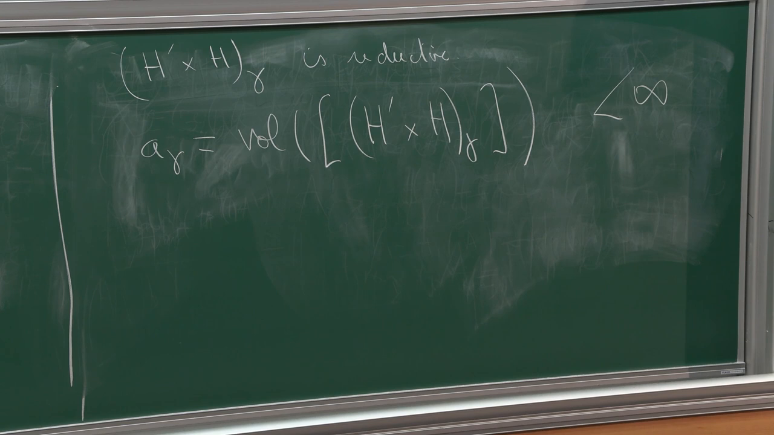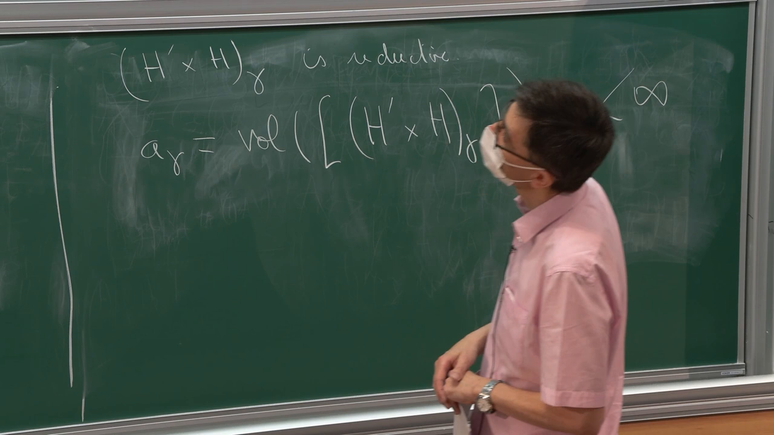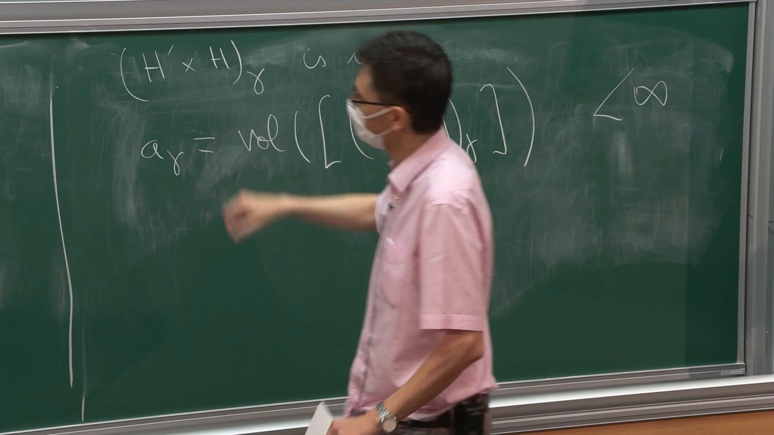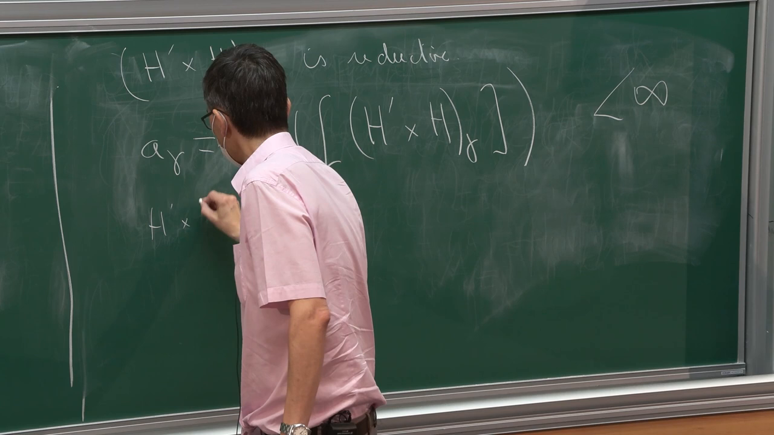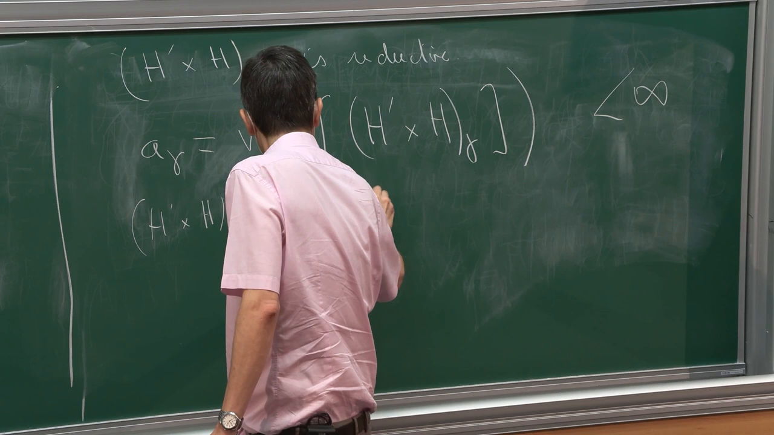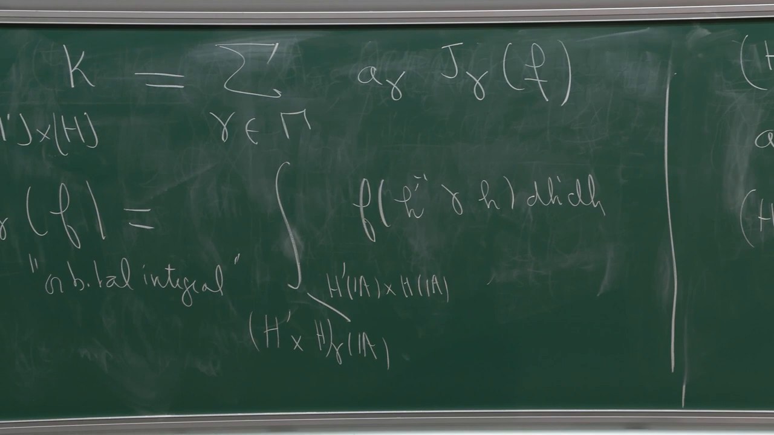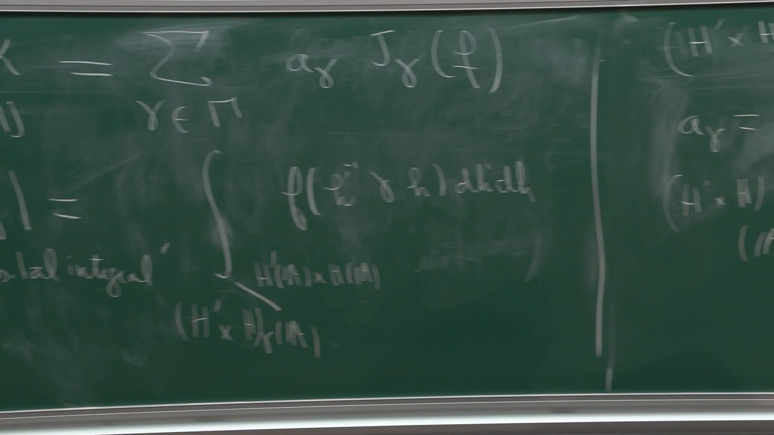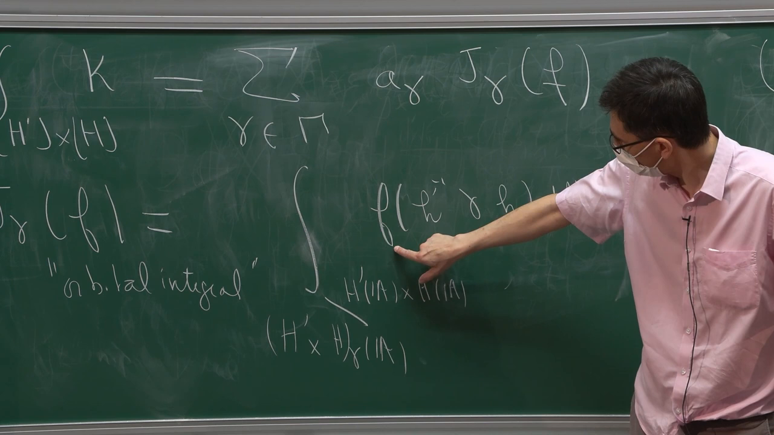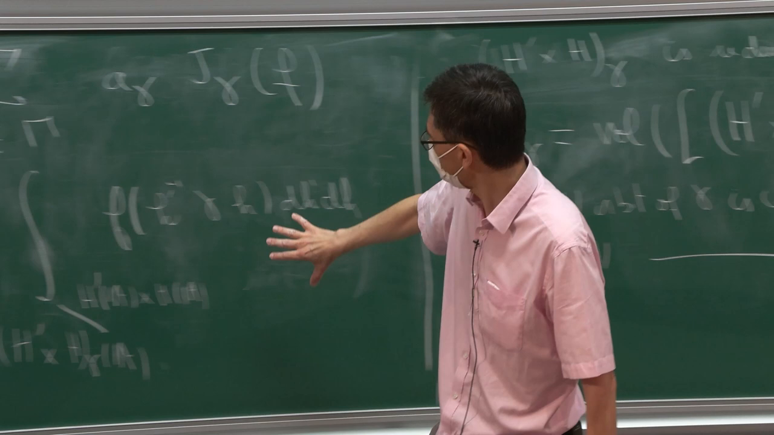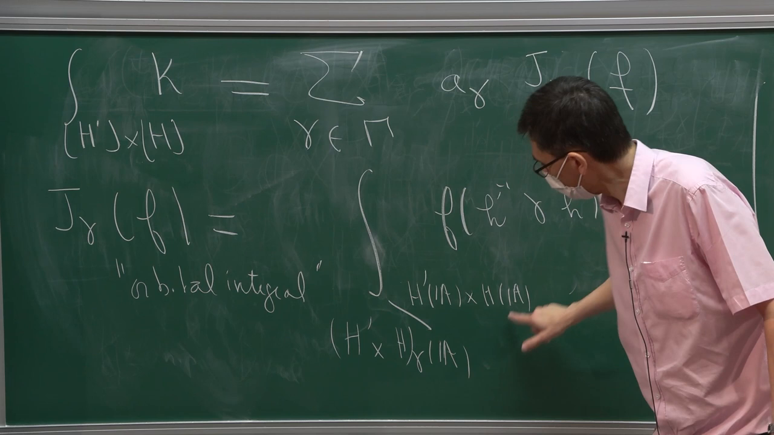Okay. So in our setting, because G is anisotropic and because the groups H prime and H are anisotropic, then the H prime cross H orbit of gamma is in fact closed. And we can check also that the adelic orbit is closed. It's closed. And so remember that the function is compactly supported. So we integrate over a closed orbit inside G(A). So in fact the integral is over a compact. And so the orbital integral is finite.